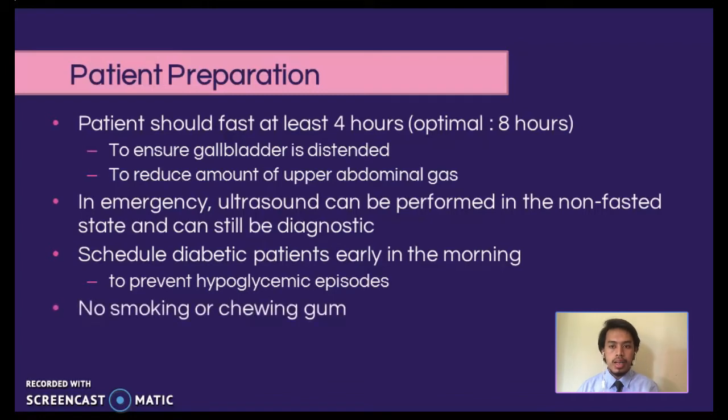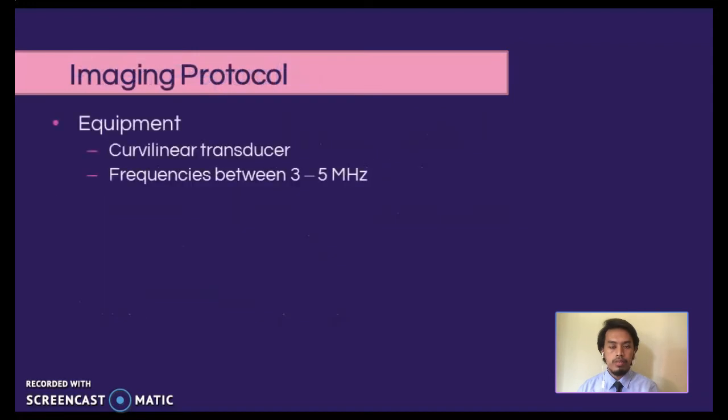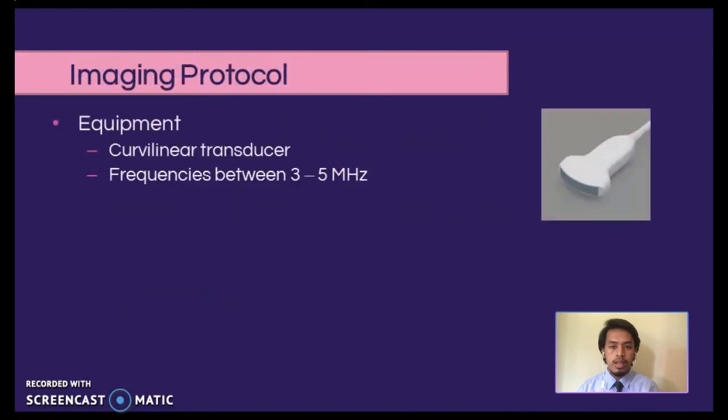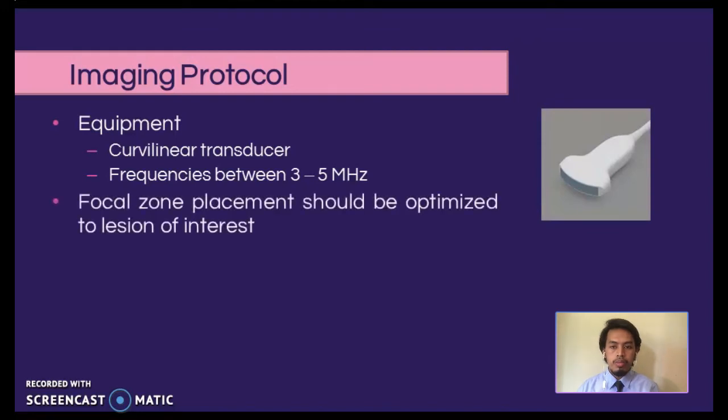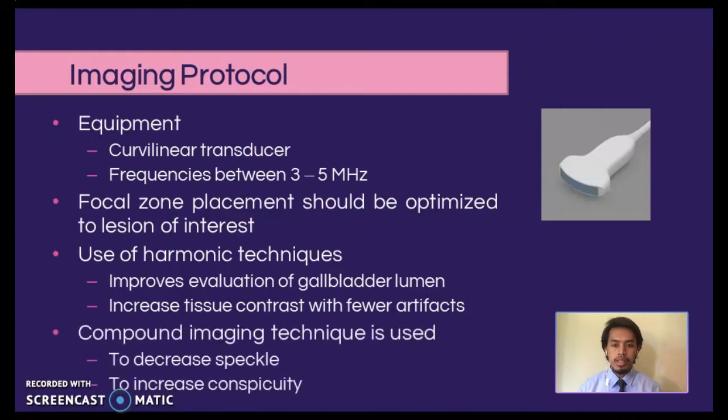In this ultrasound scanning, studies are performed with curvilinear transducers at frequencies between 3 and 5 MHz. The focal zone placement should be optimized to the lesion of interest, especially with the gallstone. Use of harmonic techniques improves evaluation of the gallbladder lumen and increases tissue contrast with fewer artifacts. Compound imaging techniques are used to decrease speckle and increase lesion conspicuity. Also, the gallbladder is evaluated in multiple planes.